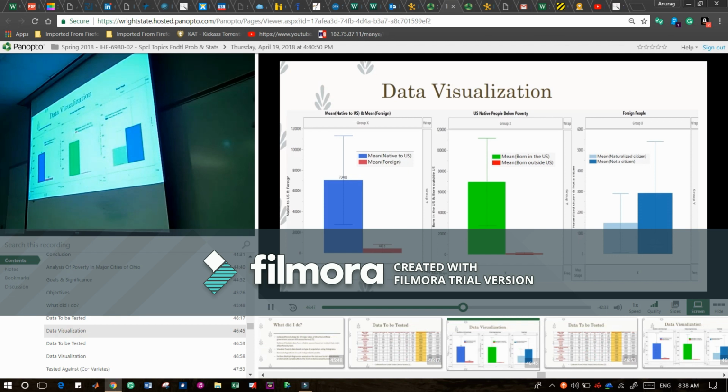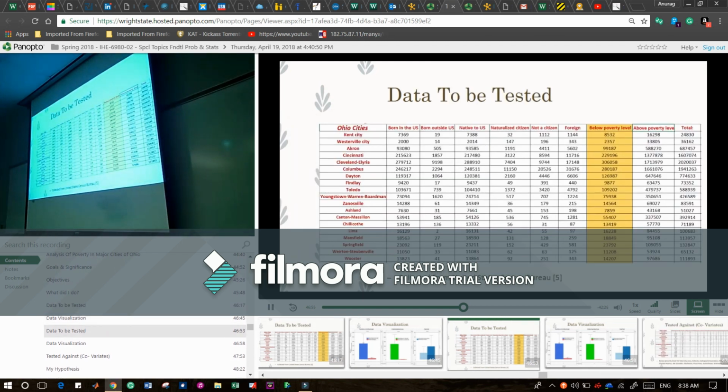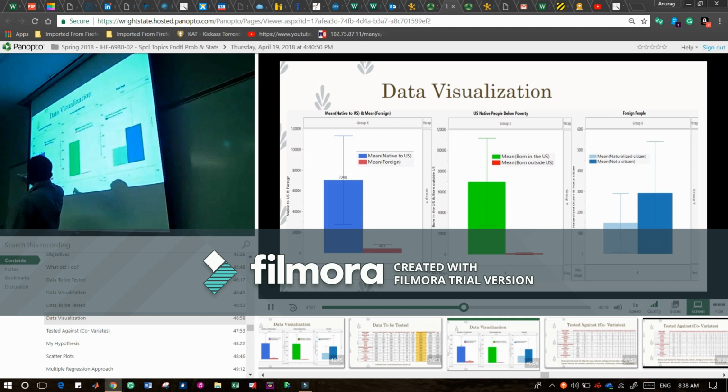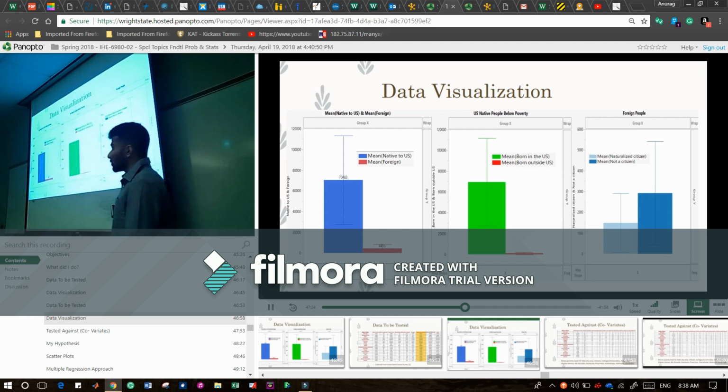So coming to data visualization. This part is explaining the first two columns, that is born in US, native to US, and foreign people. It shows that native people have more. It's obvious, because people who are born in US are more in number, so obviously the poverty level is more in that section, and because of that I decided to split them. Among native people I've split into born in US and born outside US. Born in US there are more people obviously, and born outside US there are fewer, because people who are from US and who are born outside US will obviously be financially more stable. So that's the conclusion I make out of it.